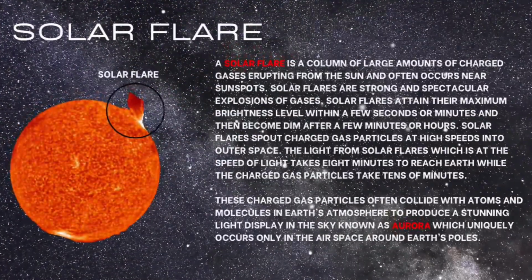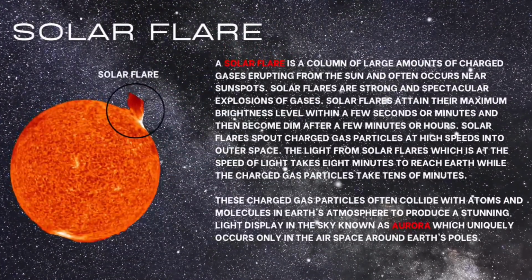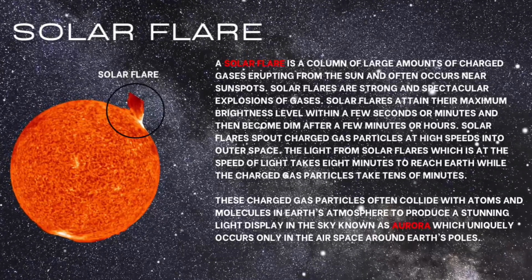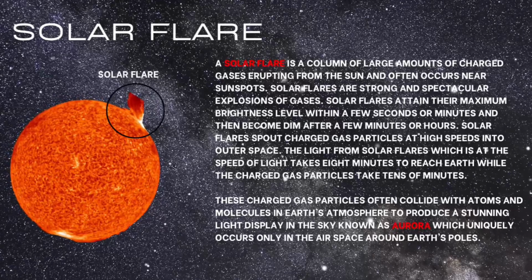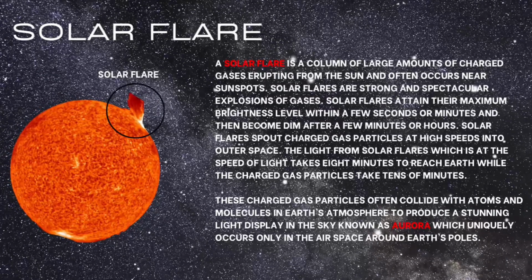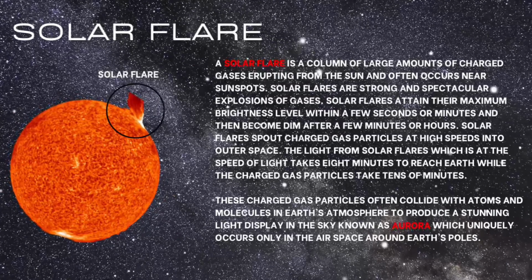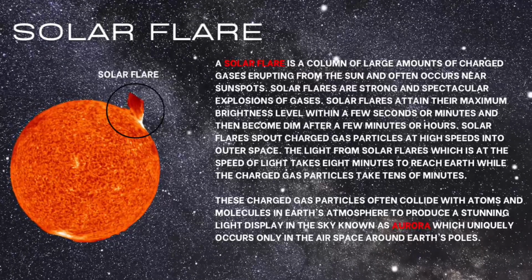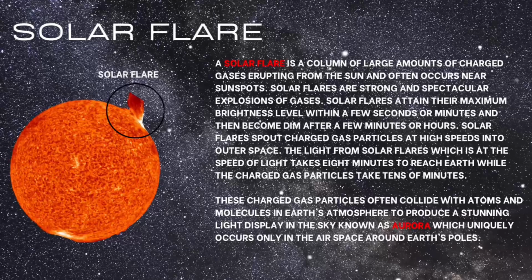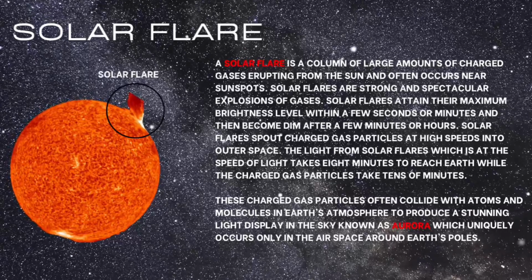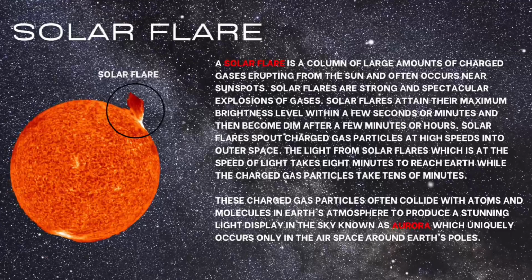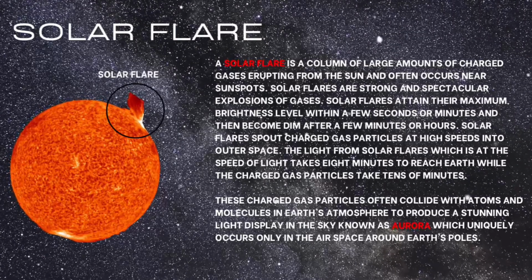Solar flare. A solar flare is a column of large amounts of charged gases erupting from the sun and often occurs near sunspots. Solar flares are strong and spectacular explosions of gases. Solar flares attain their maximum brightness level within a few seconds or minutes and then become dim after a few minutes or hours. Solar flares spout charged gas particles at high speed into outer space.